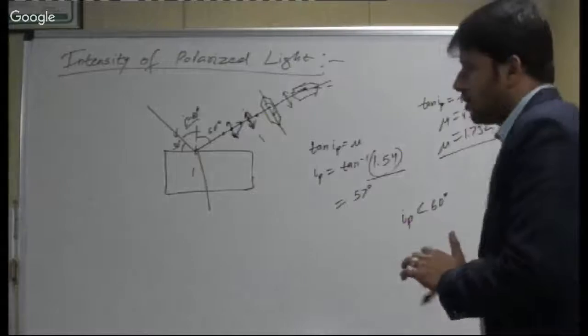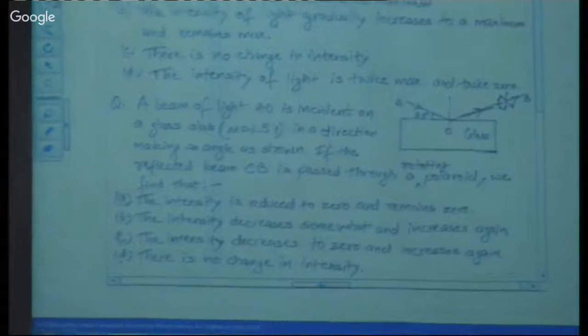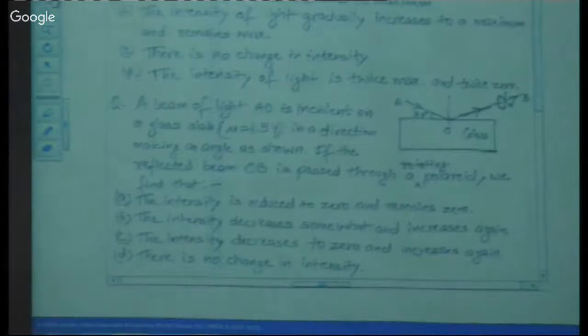Okay, so we see the options. The intensity is reduced to 0 and remains 0: not an option. The intensity decreases somewhat and increases again: fair enough. The intensity decreases to 0 and increases again: this is wrong. This happens with plane polarized light, not with partially polarized light. D, no change in intensity, is obviously wrong. So B is the correct option. Let's discuss the B part.